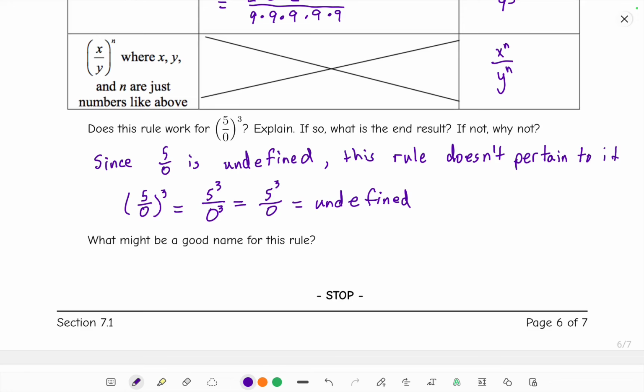And then what might be a good name for this rule? Well, quotient to a power rule.